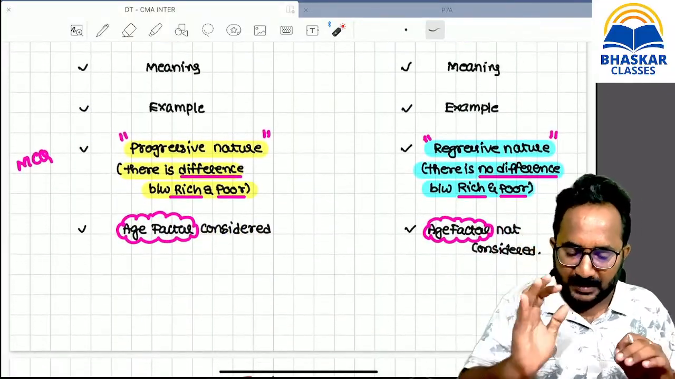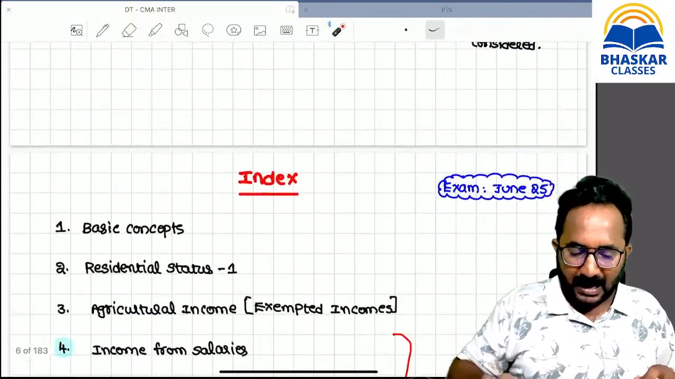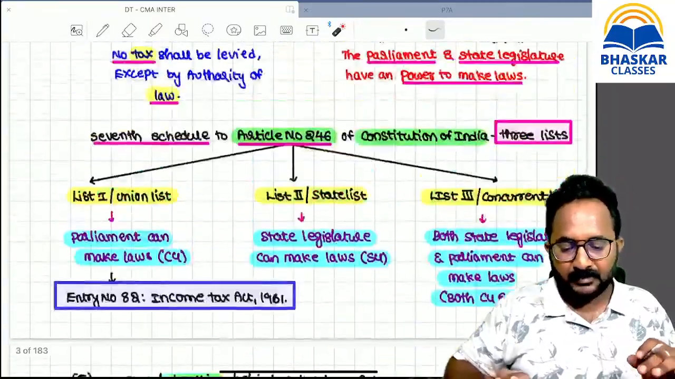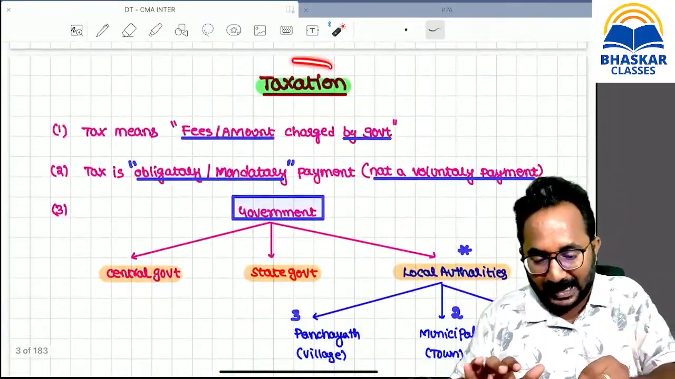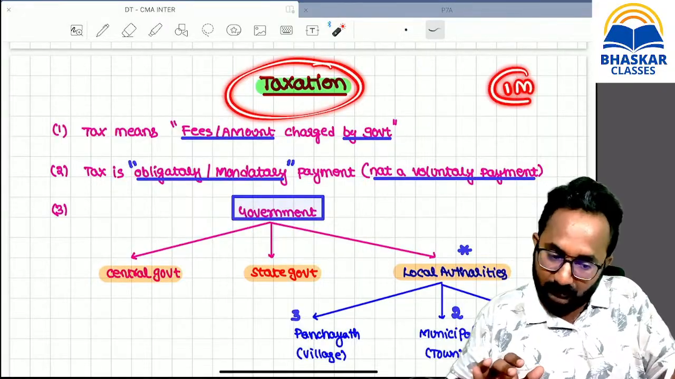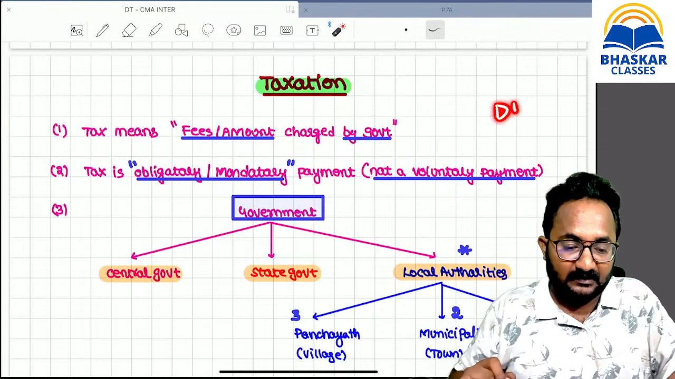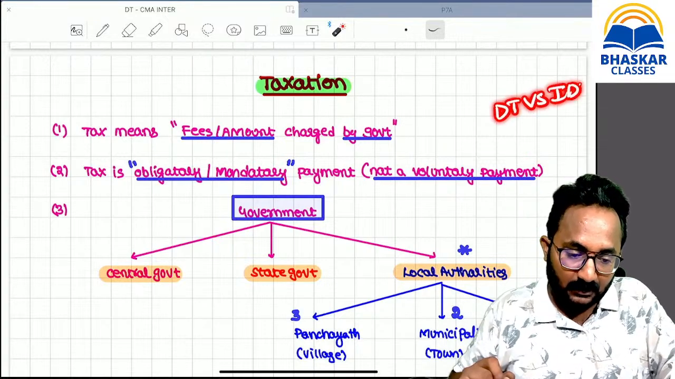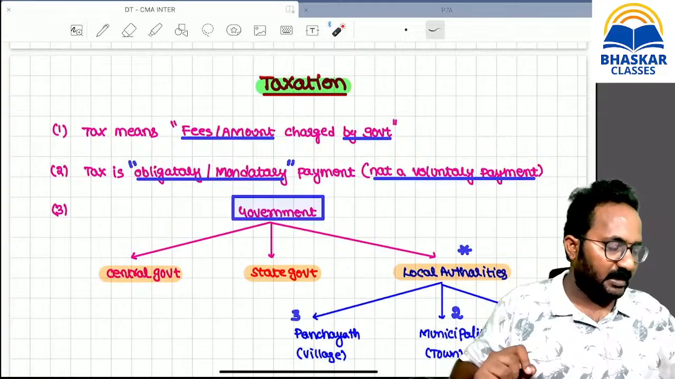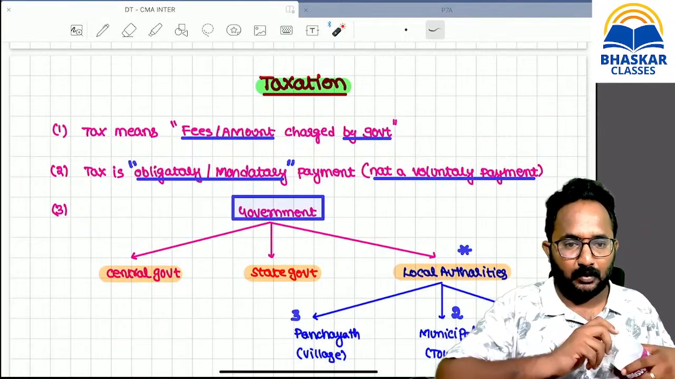So just give me a confirmation up to now. As of now, I have given the general introduction to tax. Out of this, definitely you will get one MCQ. Otherwise they can give a question on direct tax versus indirect tax differences also. Yes, give me confirmation about understanding up to now.